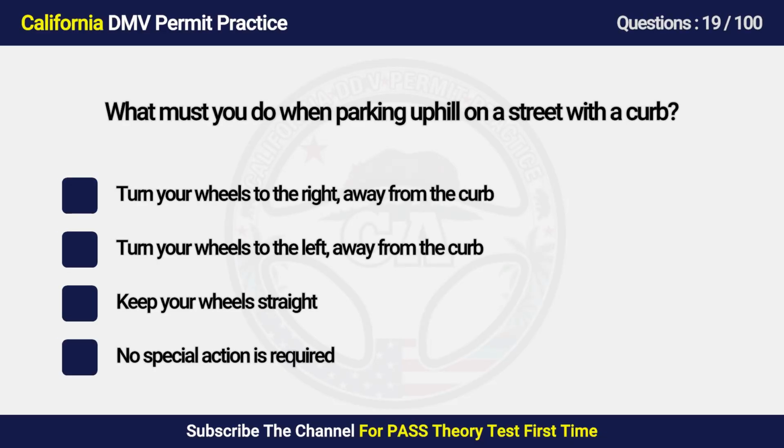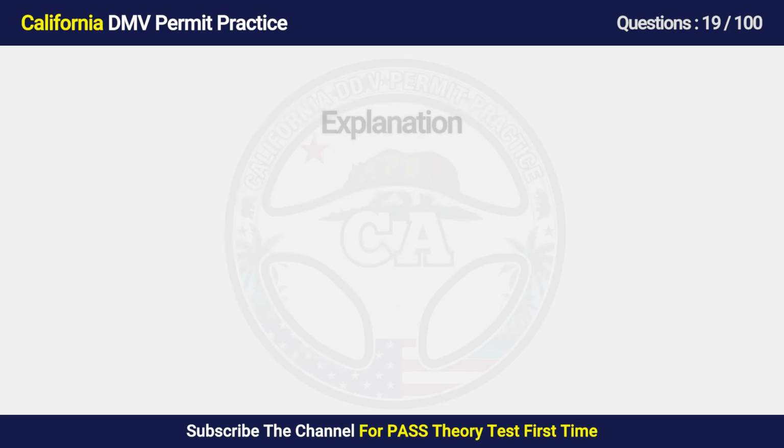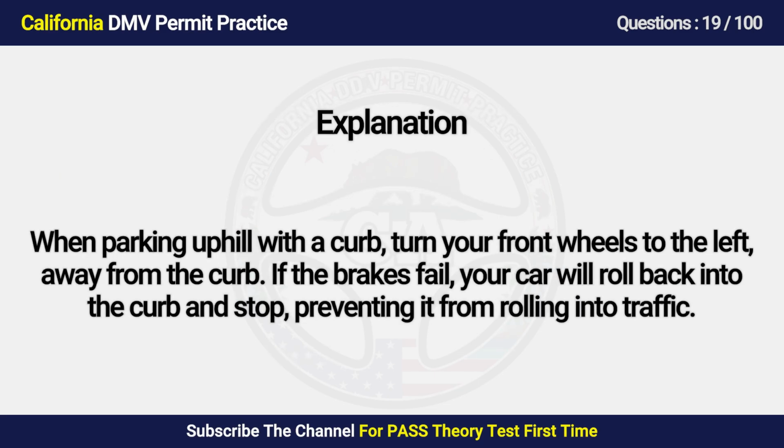Question 19. What must you do when parking uphill on a street with a curb? A. Turn your wheels to the right away from the curb. B. Turn your wheels to the left away from the curb. C. Keep your wheels straight. D. No special action is required. Answer is B. Turn your wheels to the left away from the curb. When parking uphill with a curb, turn your front wheels to the left away from the curb. If the brakes fail, your car will roll back into the curb and stop, preventing it from rolling into traffic.